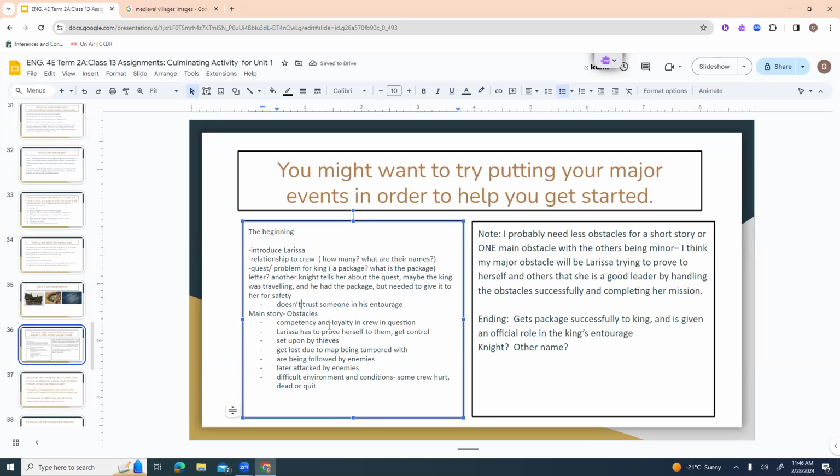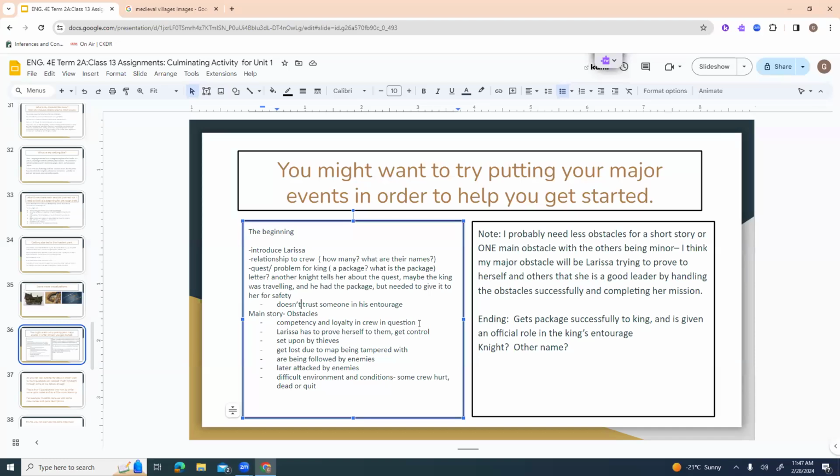Then the main part of the story, most of the story, is going to be her overcoming the obstacles. So what are some of the obstacles I think she could have? Maybe the competency and loyalty of the crew is in question. She doesn't know if she can trust the people she's with or whether they're effective enough to be able to protect her. Larissa has to prove herself.